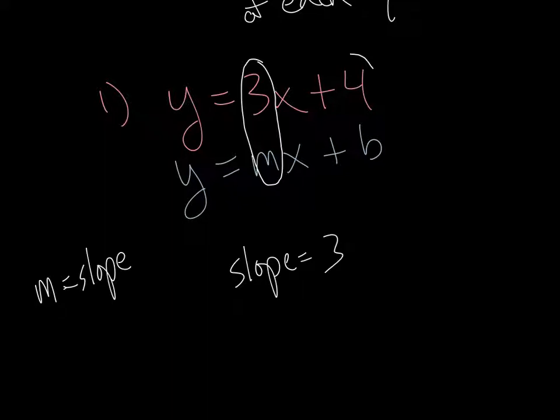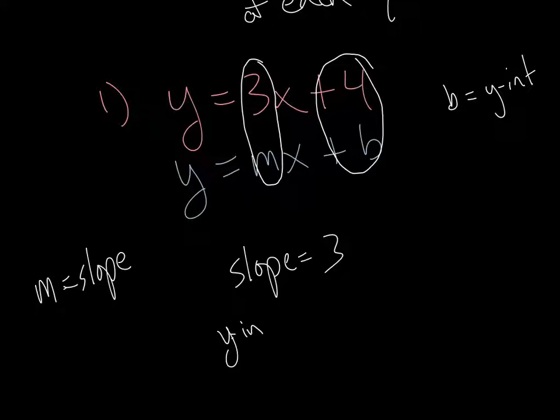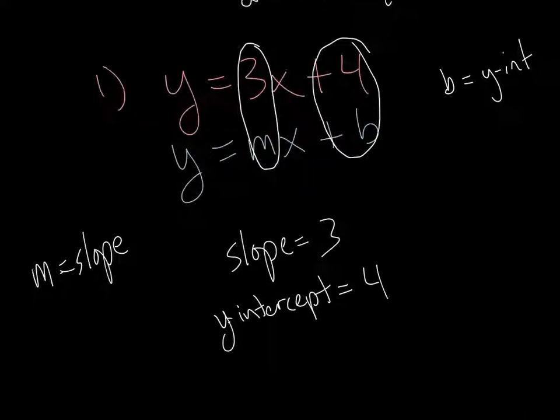And then my plus b, so my b is my y-intercept. That's where I cross the y-axis. So for my answer, I can just write the slope is 3 and the y-intercept equals, this time it is just a positive 4. Easy peasy, that's all you got to do for number 1. Let's check out number 3 really quick because it's a little bit more tricky.